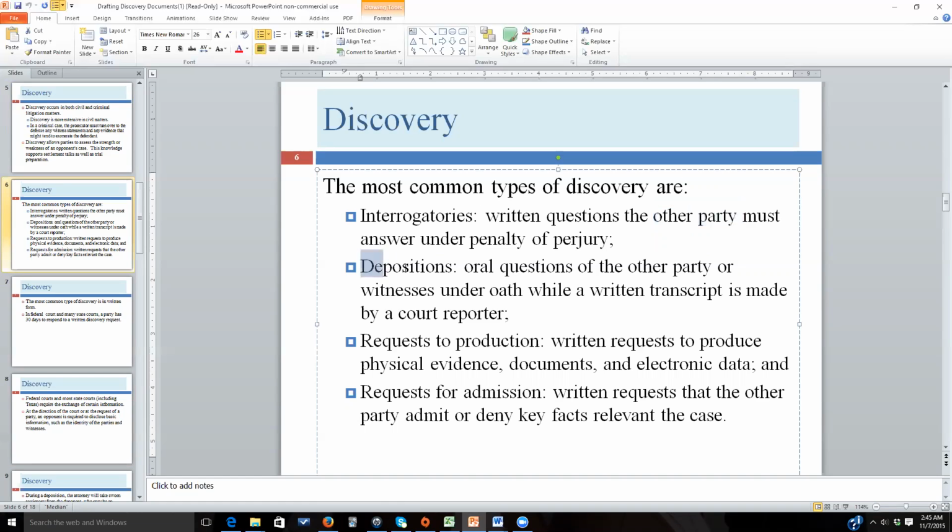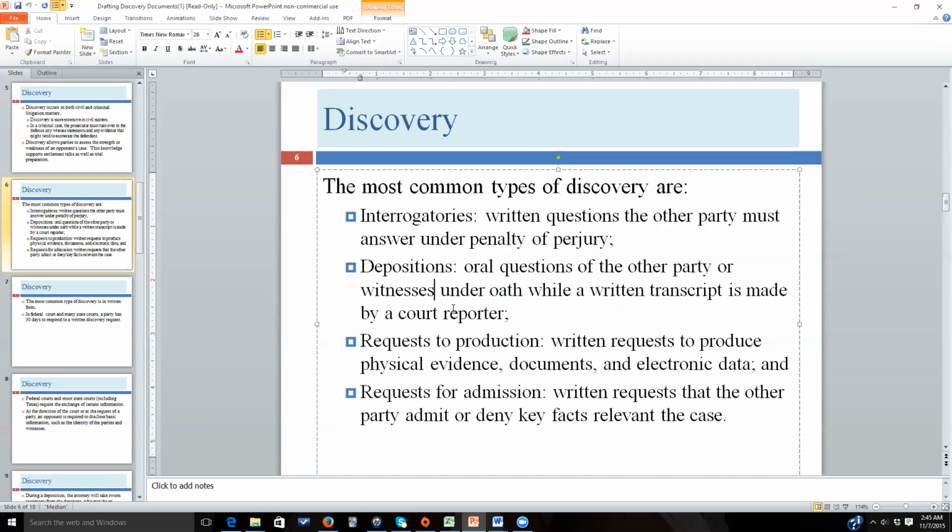Depositions are another important tool, and part of what we'll be doing in this assignment is working on the notice of deposition. They are similar to interrogatories. The two big differences: one is that interrogatories are written questions and depositions are oral questions. The other big difference is that unlike interrogatories, which are only to another party, depositions can be to another party, of course, but they can also be to witnesses.